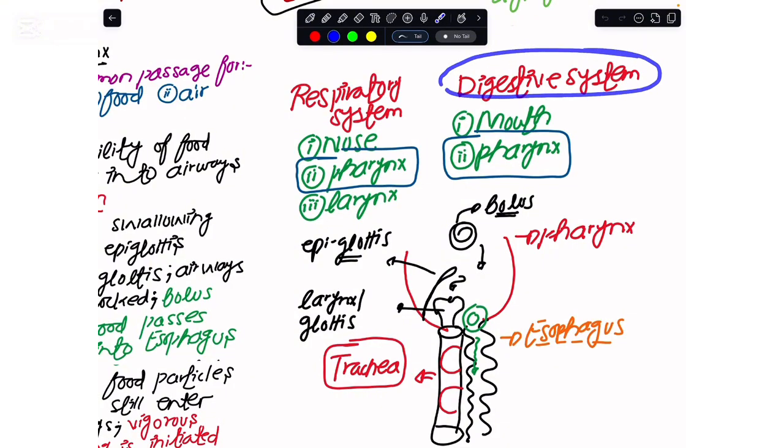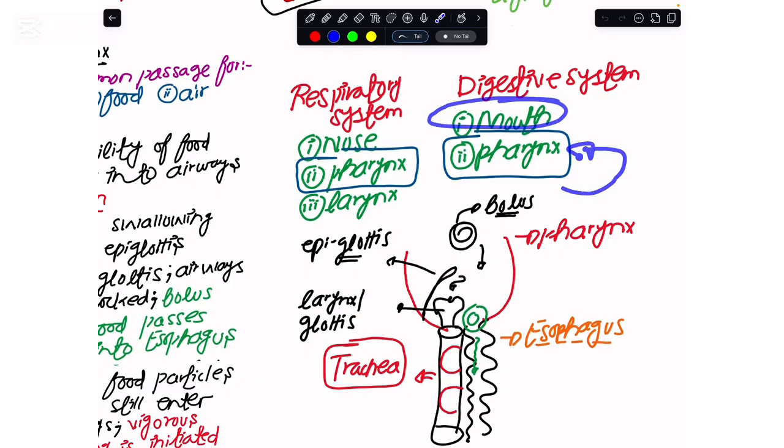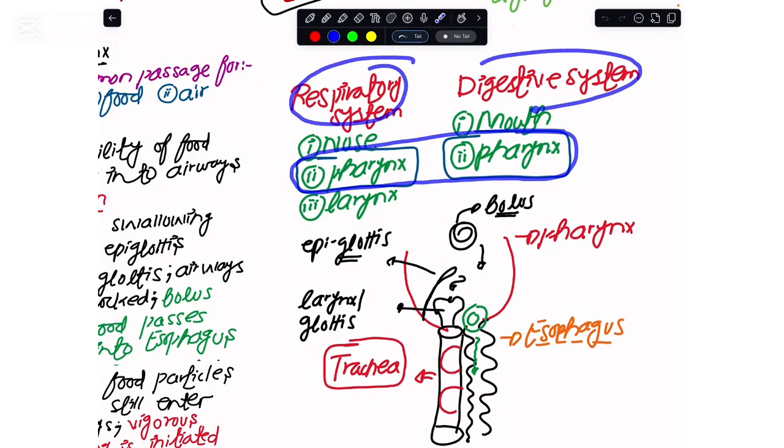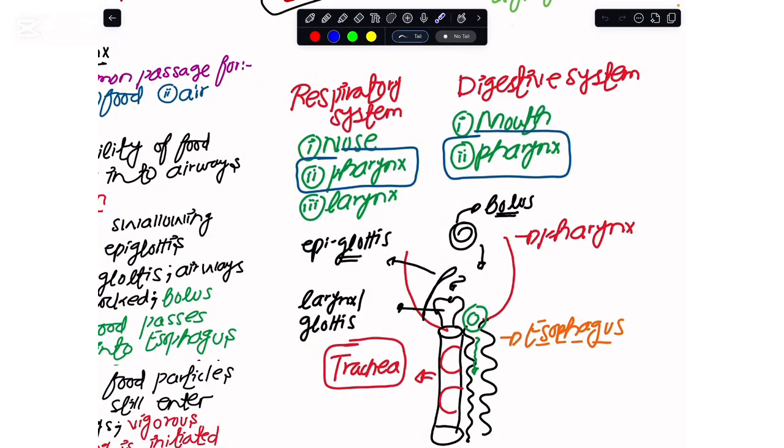And if I were to take you into the digestive system, again we have the mouth, and after the mouth we have the pharynx coming. So this means that the pharynx is shared among these two systems. But the role of these two systems is different, because the respiratory system is responsible for taking air into your airways, and the digestive system is responsible for taking food into your stomach and the small and large intestines.